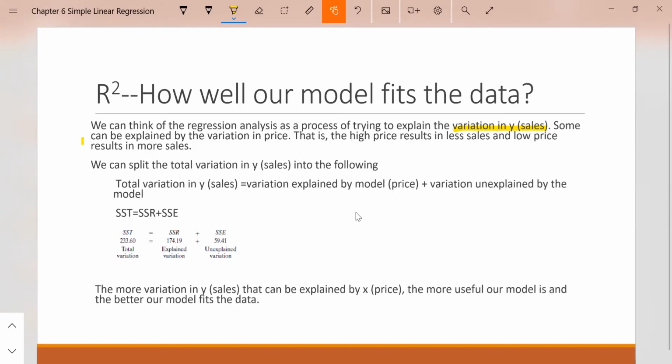But in our model, what we included is just the price. We didn't include other factors like people preference or competitors' price. So we're gonna separate the variation in the sales into two chunks, okay? And let's first denote the total variation in sales as SST, okay? And the total variation in terms of numbers is 233.6. That's SST. And in case you wonder, SST stands for sum of squares total.